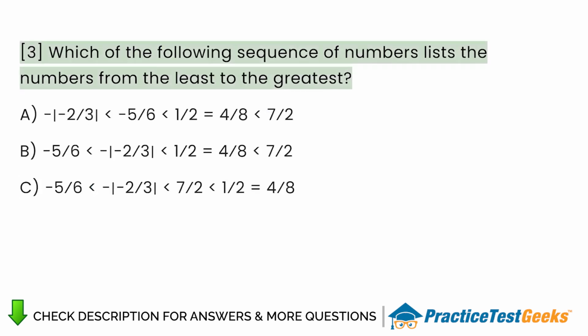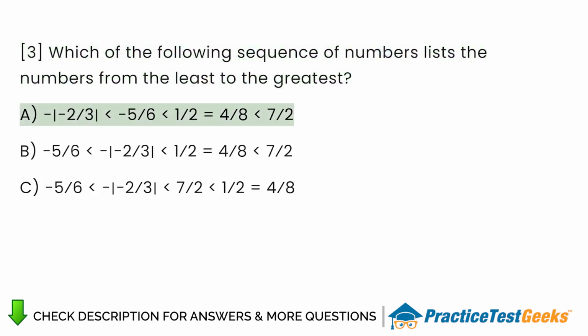Which of the following sequence of numbers lists the numbers from the least to the greatest? A. 23 less than 56 less than 12 equals 48 less than 72. B. 56 less than 23 less than 12 equals 48 less than 72. C. 56 less than 23 less than 72 less than 12 equals 48.